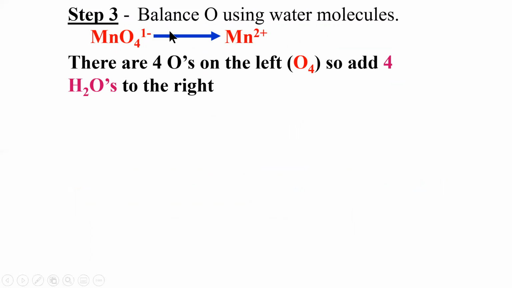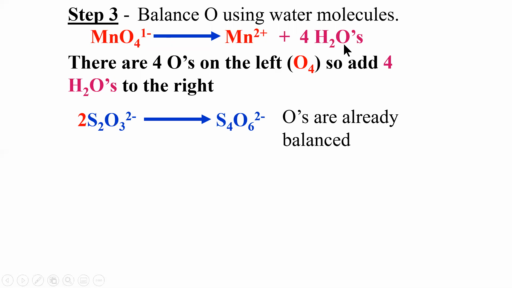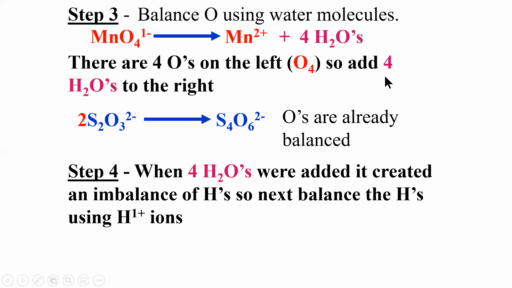We're always going to balance oxygens next, after atoms other than hydrogen and oxygen are balanced. There's 4 oxygens on the left. Well, we're going to use water molecules to balance oxygens. So we need 4 waters to give us 4 additional oxygens, because there's 4 oxygens on the left, we need 4 oxygens on the right. For the other half reaction, we can see there's 6 oxygens on the left, there's 6 oxygens on the right. It's already balanced. From the first half reaction, you can see when you balance the oxygens using waters, you created an imbalance of hydrogens.